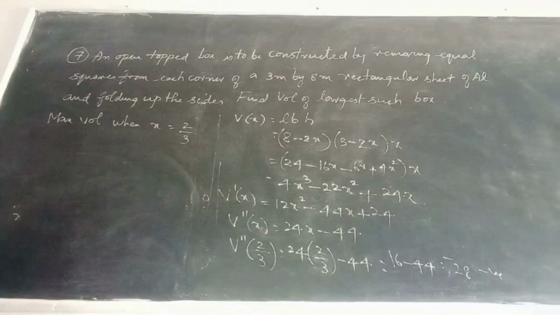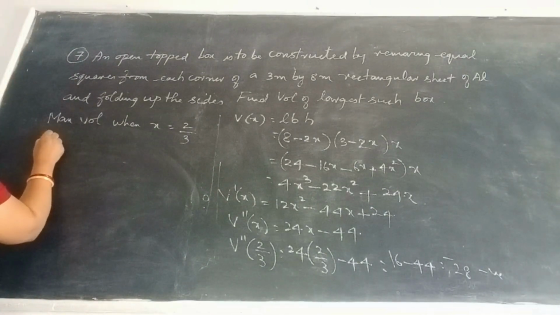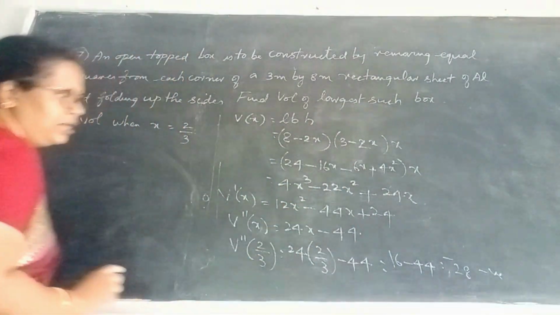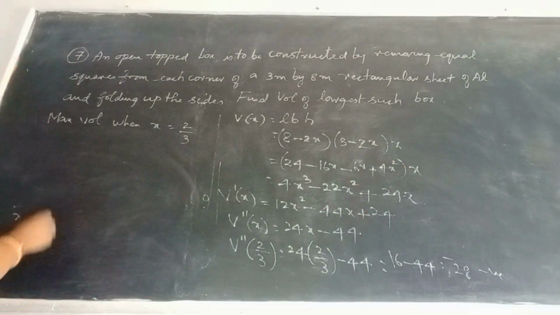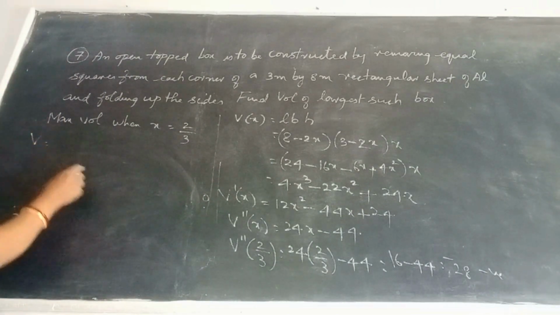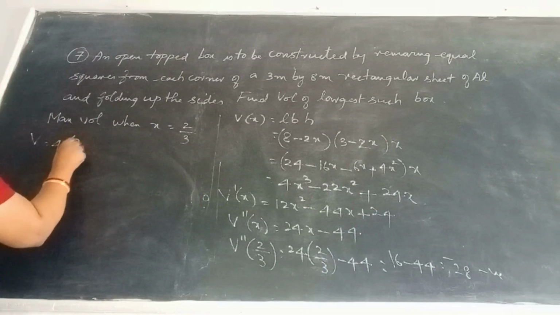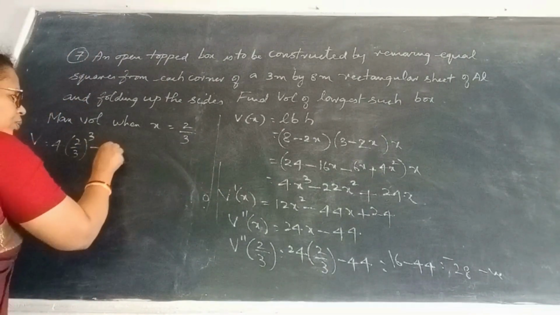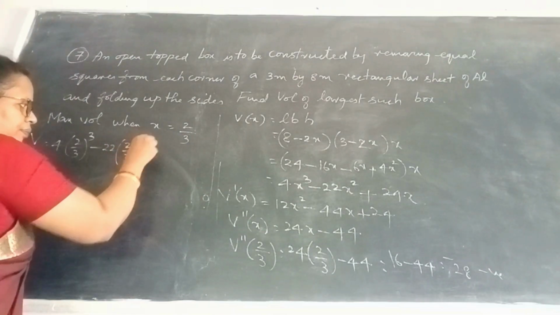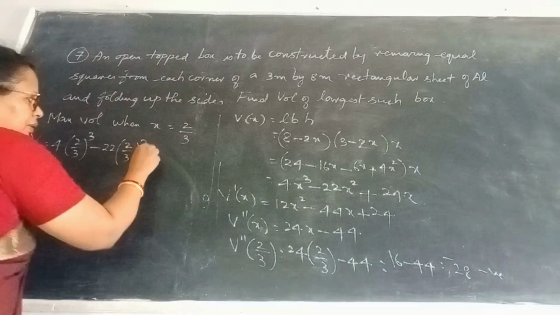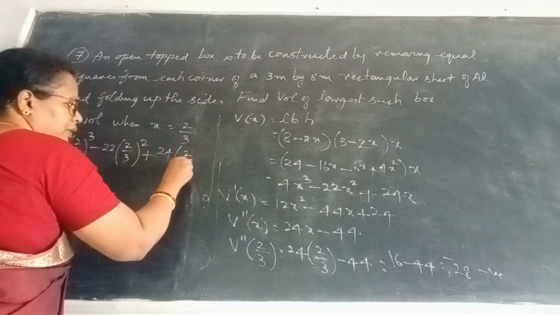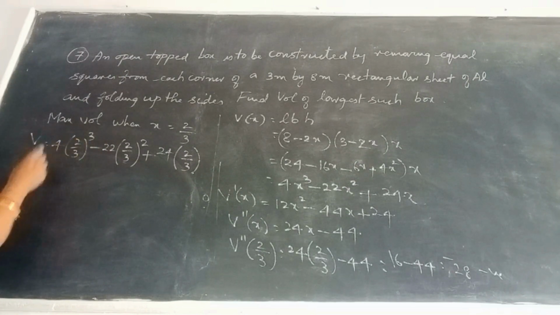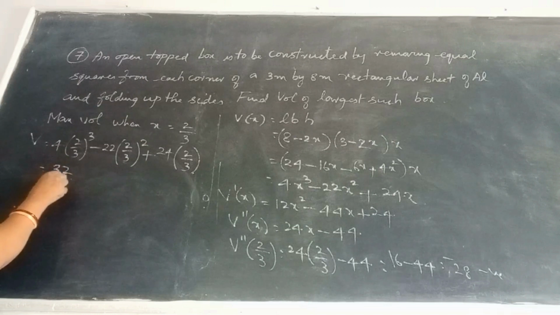Now it is asked to find that maximum volume. Volume is l into b into h. We got volume V of x is 4x cubed minus 22x squared plus 24x. In that, put x equal to 2 by 3. So volume is 4 into (2 by 3) cubed, minus 22 into (2 by 3) squared, plus 24 into 2 by 3. Simplify. 3 cubed is 27, 2 cubed is 8. So 8 into 4, 32 by 27.